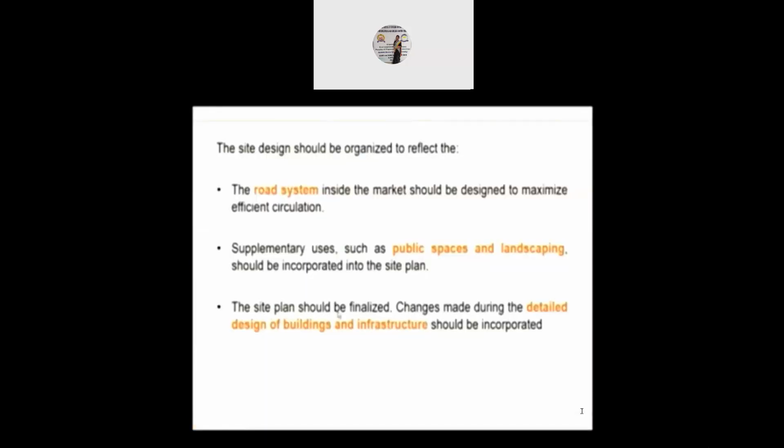The site plan should be finalized. Changes made during the detailed design of buildings and infrastructure should be incorporated. When you are making the site plan, there might be a lot of design changes that you are making. While you make the design change, you must ensure your site plan is also getting revised.